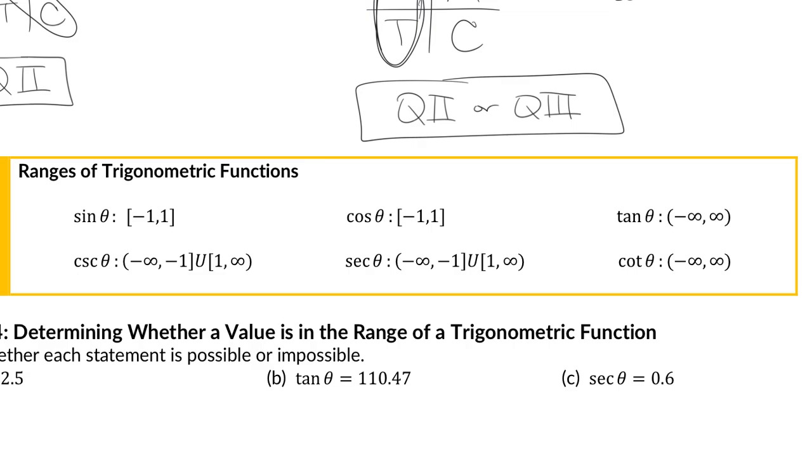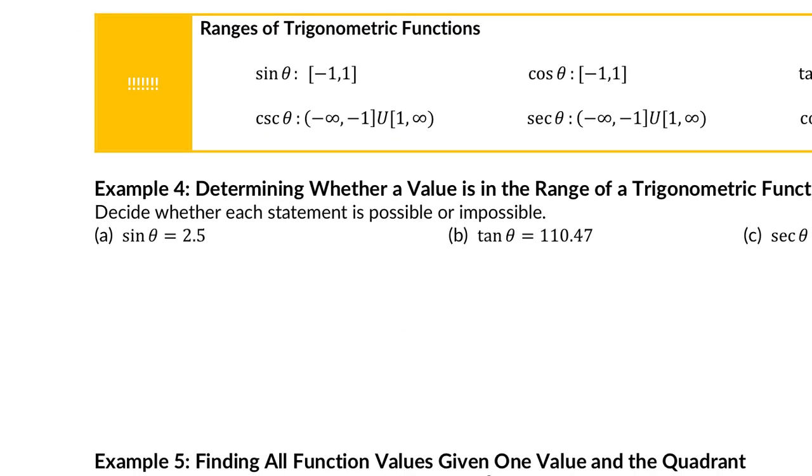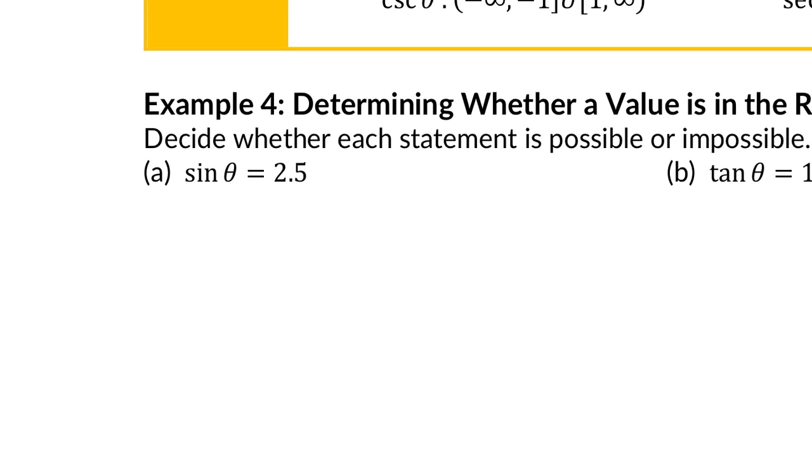So a question you may get in regards to the ranges of trig functions for at least this chapter, until we get to the graphing chapter, is to decide whether each statement is possible or impossible. And again, the first one I'm asking you is sine of theta equal to 2.5. Is 2.5 in the range of outputs for this function? No. So we would say that this one is impossible. There's literally no angle that I could give you where the sine of that angle would be 2.5. So that's an impossible statement.